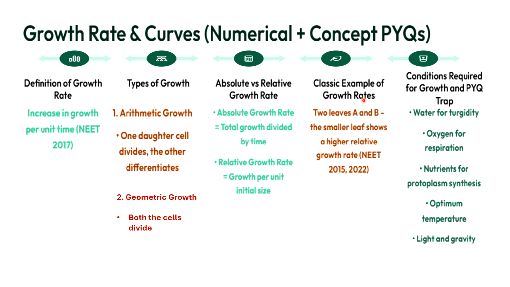Then growth rate comparison, like that typical example of two leaves, one bigger and one smaller, like relative growth rate, that is also very important. Then the next topic is conditions required for growth. So you should just know what parameters we need and what they help in.